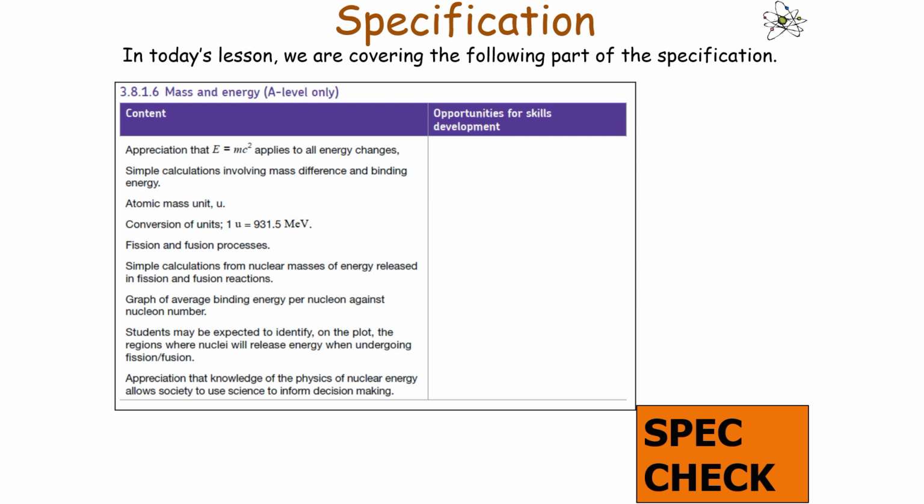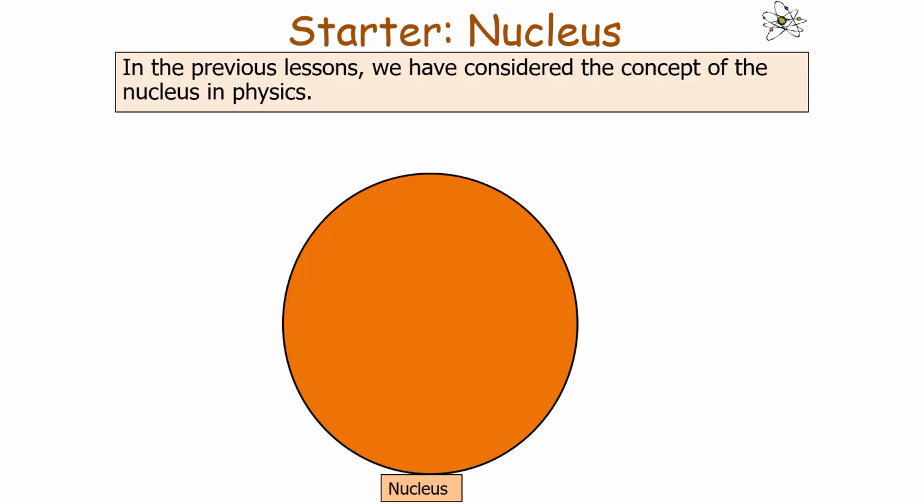So we're going to be looking at the following part of the AQA A-level physics specification for nuclear physics and radioactivity, 3.8.1.6 mass and energy. So in previous lessons we've considered the concept of the nucleus in physics.